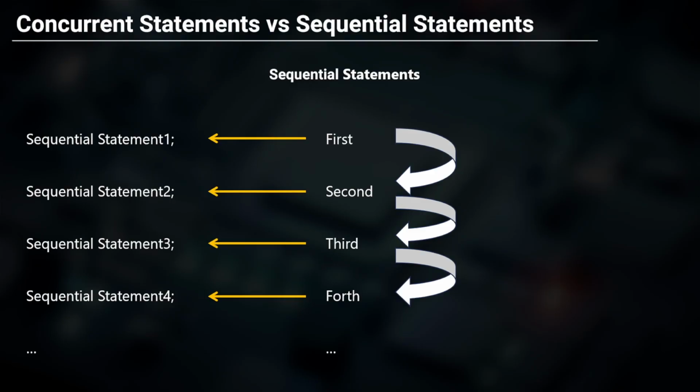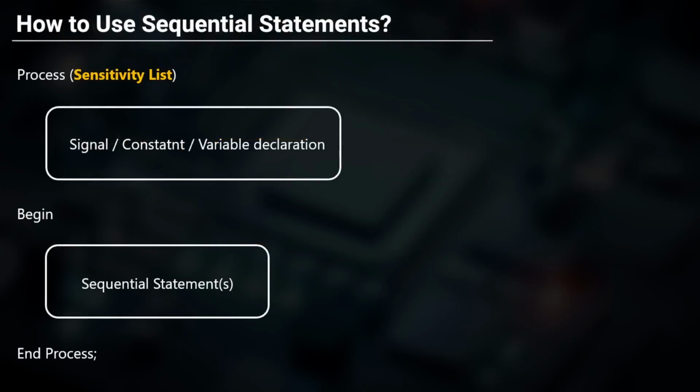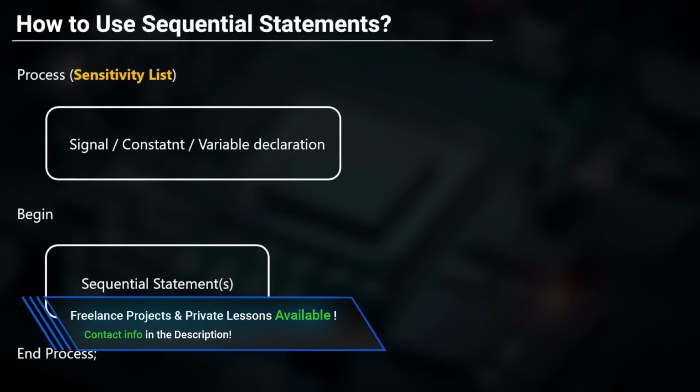As you can see, the first statement will be applied first and others will be applied after that one by one. To use any sequential statement, you need to write a process. To write a process, you have to write the word process and then you need to open parentheses to define your sensitivity list.